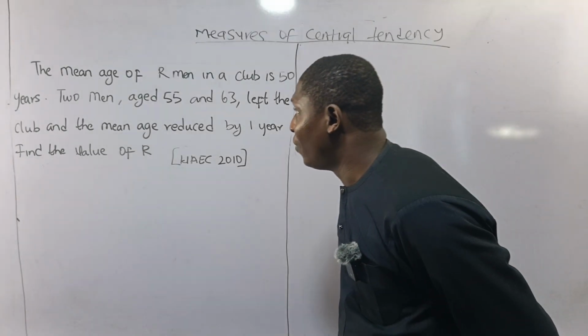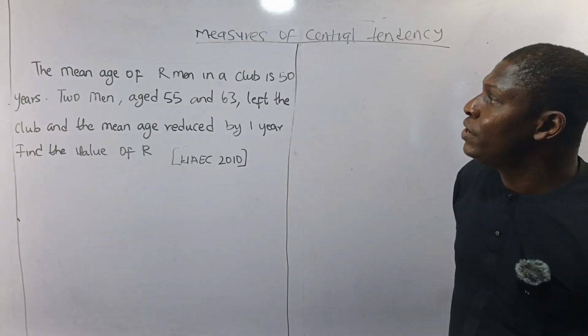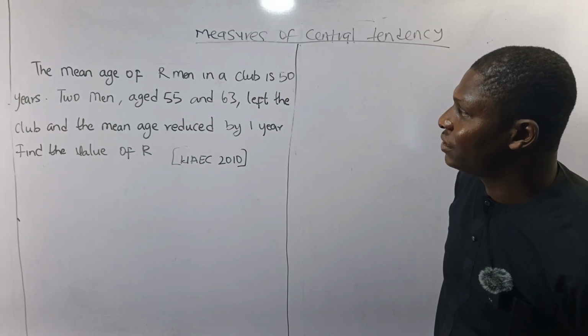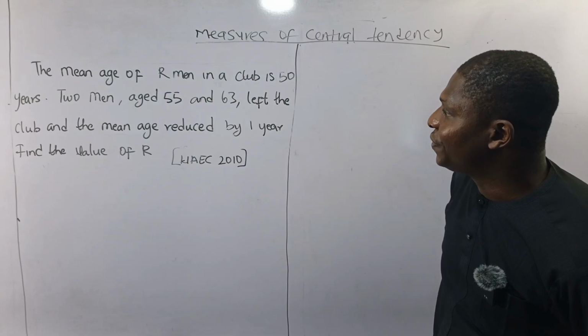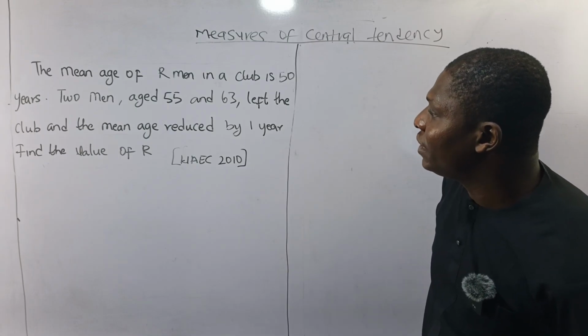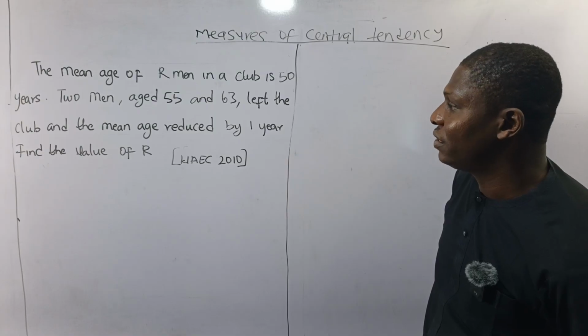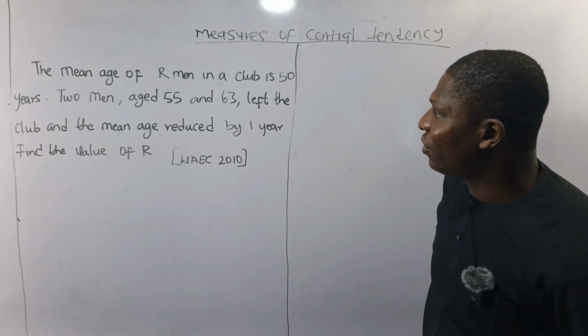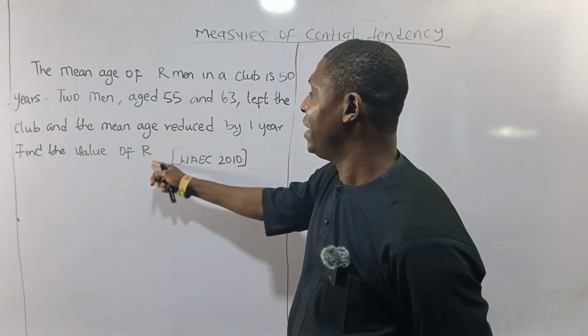We have a question on the whiteboard. It says, the mean age of n men in a club is 50 years. 2 men aged 55 and 63 left the club, and the mean age reduced by 1 year. It says find the value of n, where n is the number of men.